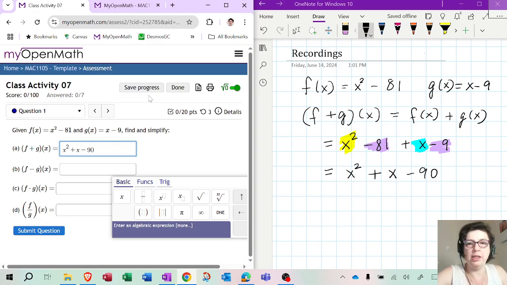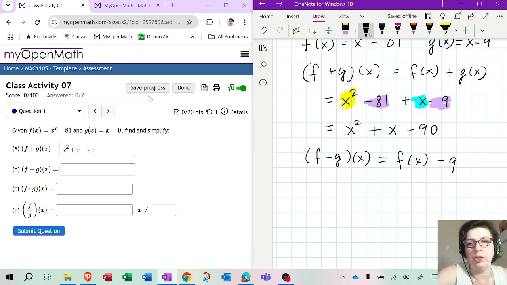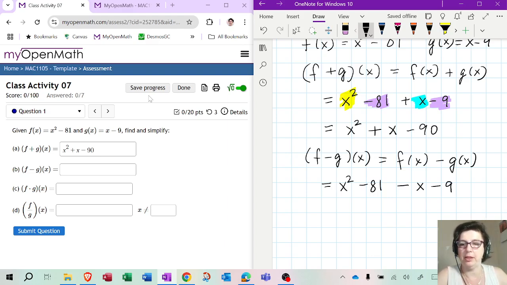Okay, the next function that we want to look at is the difference of f and g. So here we have f minus g of x. But that is just f of x subtract g of x. So let's see what that is. So we got x squared minus 81, and we want to subtract x minus 9. Now, a mistake would be to write it like this. Okay? Now, why is that a mistake?